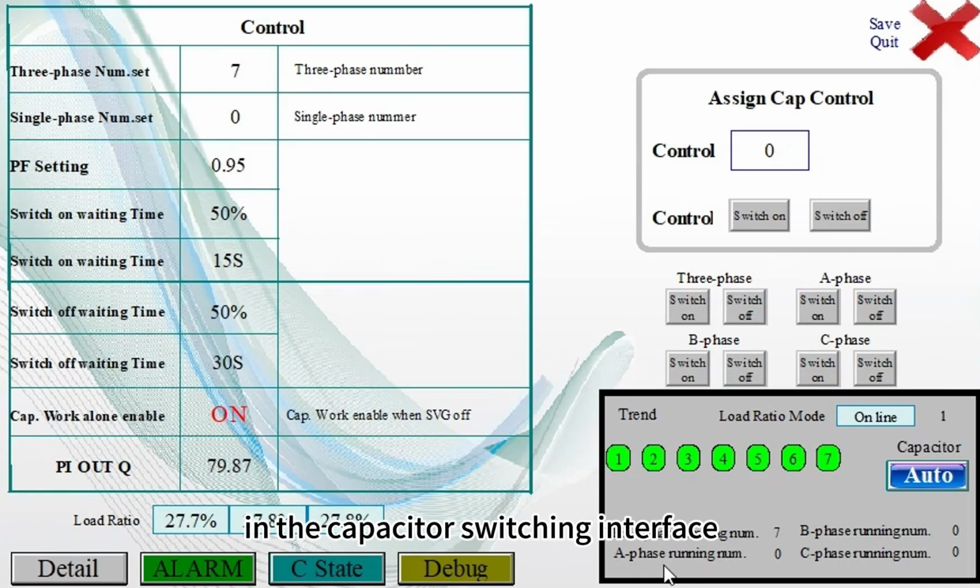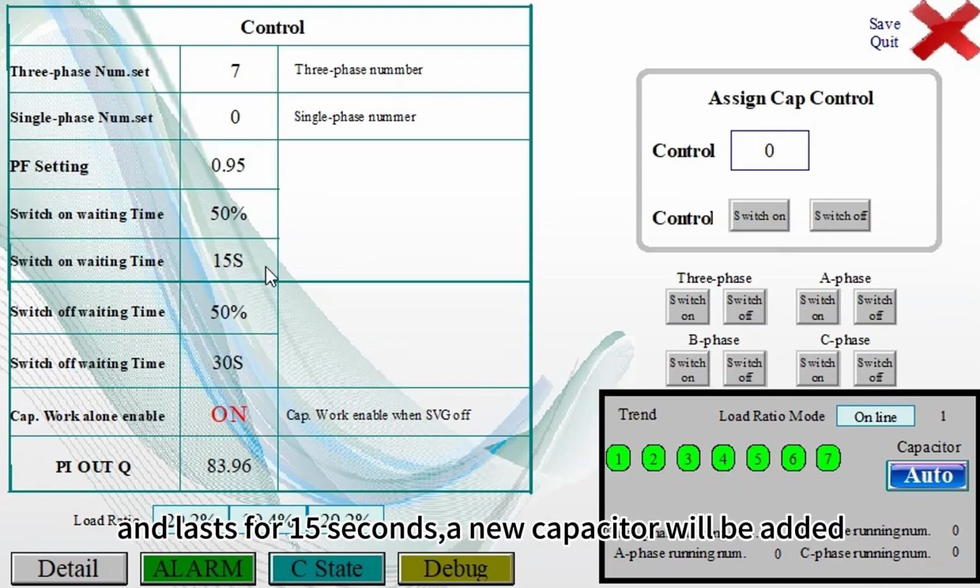In the capacitor switching interface, we can see the capacitor settings. This site uses 7 capacitors. The power factor is set to 0.95. The capacitor switching threshold is 50%, and the waiting time is 15 seconds. These two values mean that when the load rate of the SVG exceeds 50% of its capacity and lasts for 15 seconds, a new capacitor will be added.